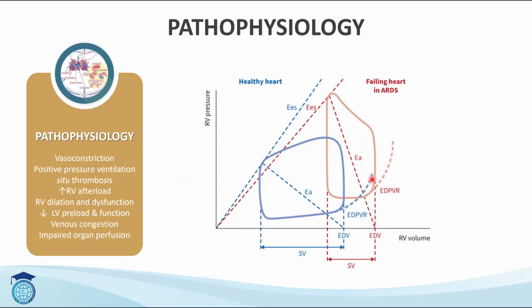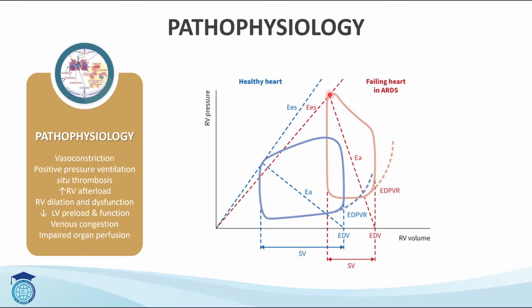This is the PV curve of a failing right ventricle compared to a normal ventricle. You can notice here the increased end diastolic volume. At the same time, this is the arterial elastance of the pulmonary artery. You can see it is increased because of increased pressure. With the increased arterial elastance, contractility is going to be decreased, and stroke volume is going to be decreased.